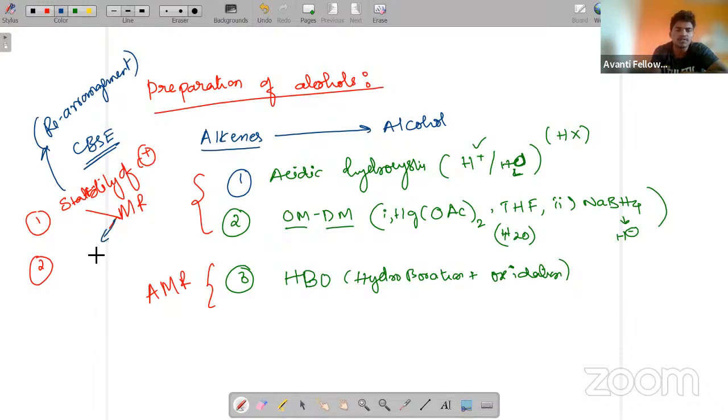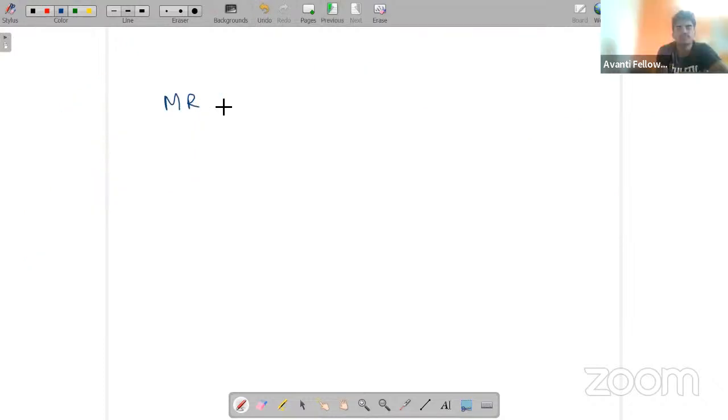The second one is Markovnikov rule, which does not depend upon rearrangement. So no rearrangement will take place. Even though a carbocation will be formed, no rearrangement will take place. So this will follow anti-Markovnikov rule. Now, first of all, what is Markovnikov rule? Many of you know about Markovnikov rule, but still we are going to discuss it. What is Markovnikov rule?